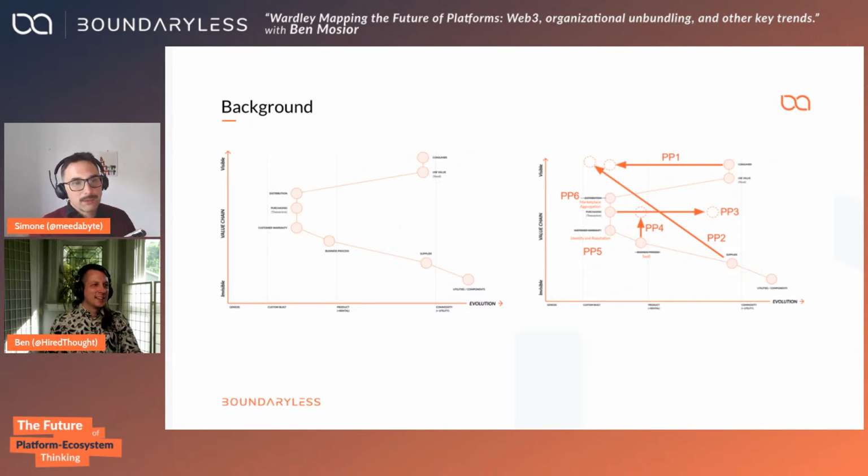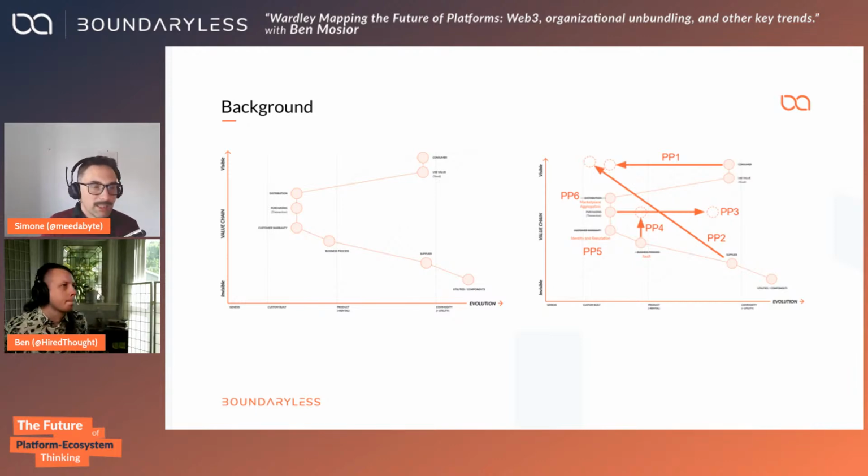As you can see here, there are 2 pictures, one on the left and one on the right. The one on the left is basically depicting how we at Boundaryless have been abstracting industrial value chains, and we're talking about consumers that are subject to fairly commoditized proposals, let's say, on the market.